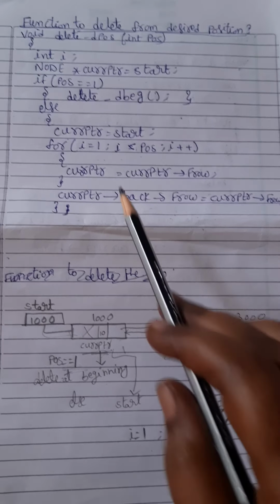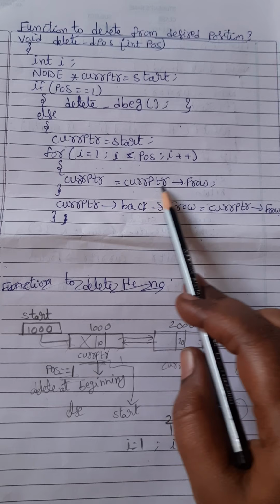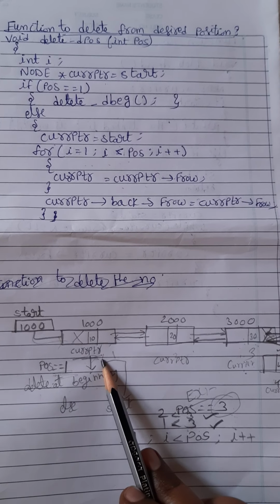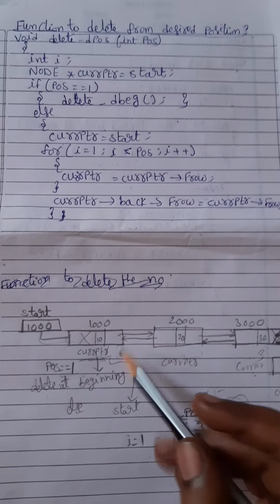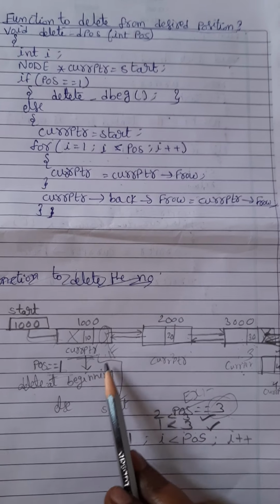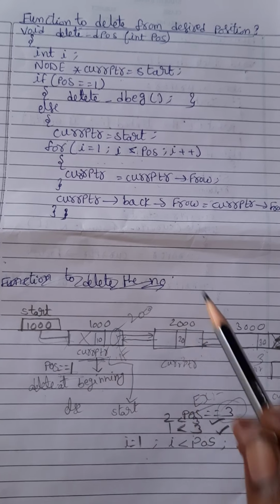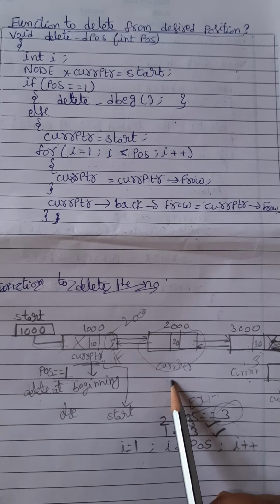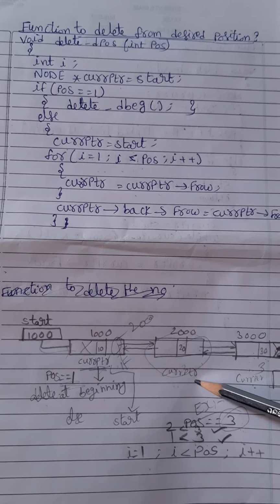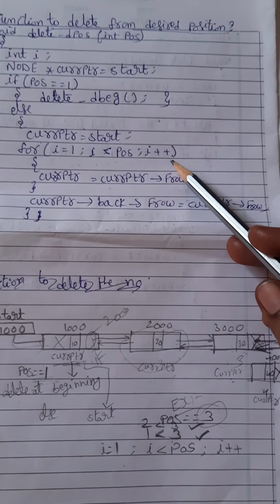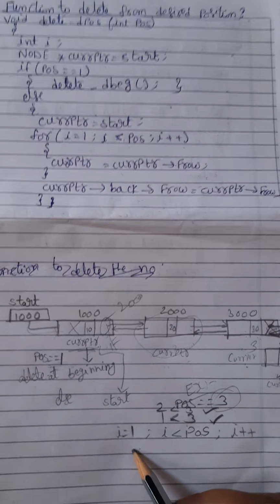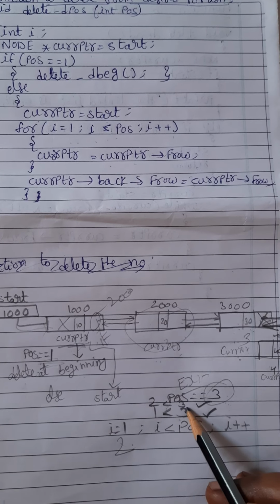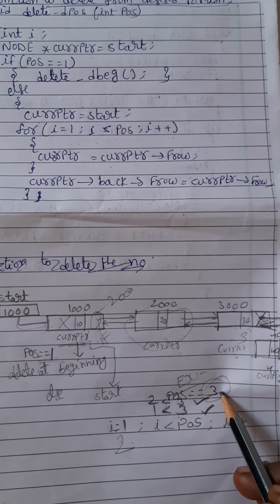If the condition is true, current pointer equal to current pointer to fro. This is the current pointer. Current pointer equal to current pointer to fro means this is the fro. Fro contains the address 2000. It will move to the next node. And here, now we have moved to the next node. I value gets incremented, I plus plus. Now I will become 2. Again here we are going to check the condition, 2 less than 3. The condition is true.